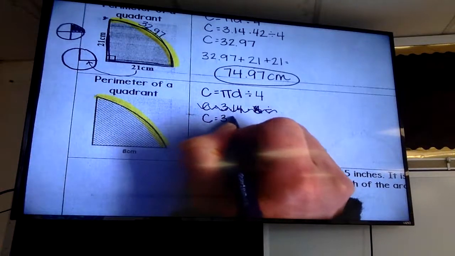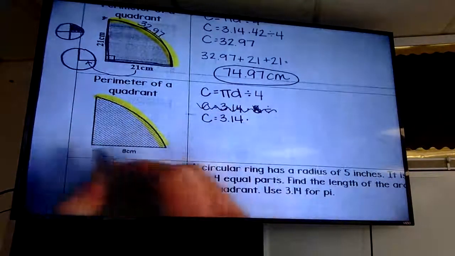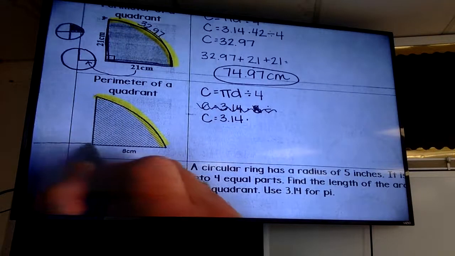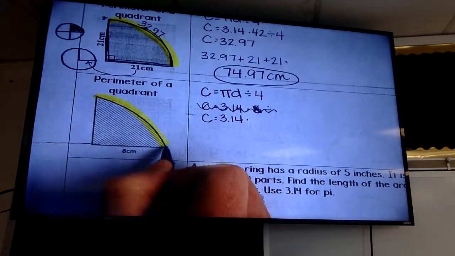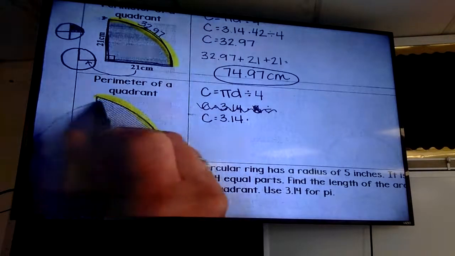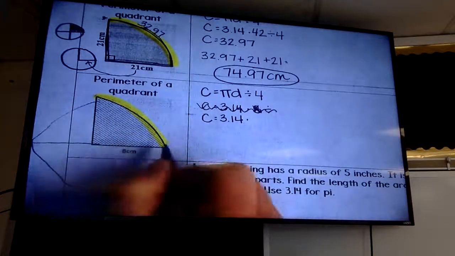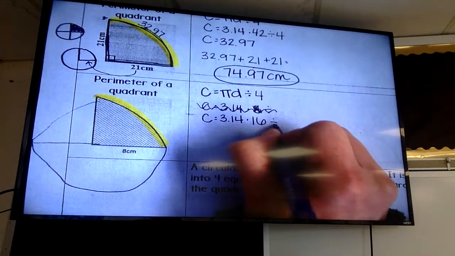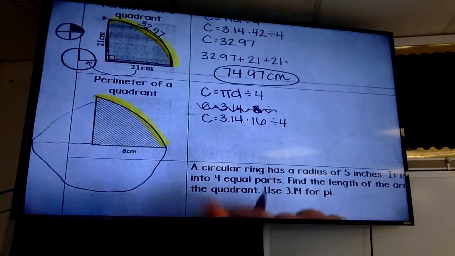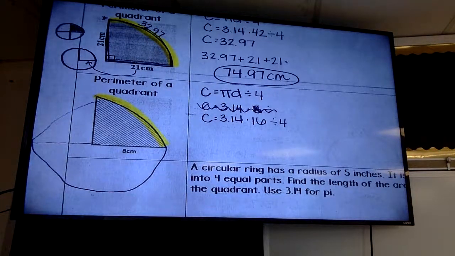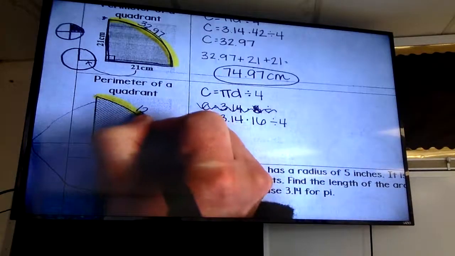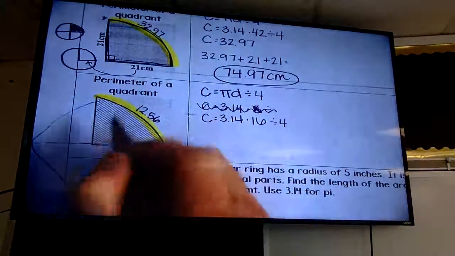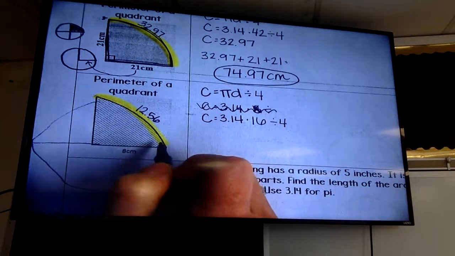Okay, I'm going to say 3.14 times, hey, I need my diameter. So I've been given my radius, but if this was a full terrible looking circle, this would be my diameter. All the way across that circle would be 16 divided by 4. All right, so let's try it. 3.14 times 16 divided by 4. I get 12 and 56 hundredths. And that refers, again, just to that yellow arc part.